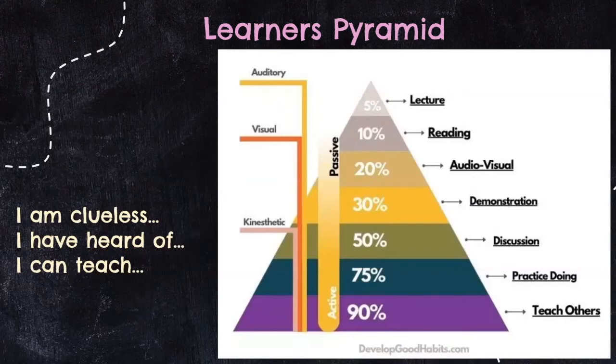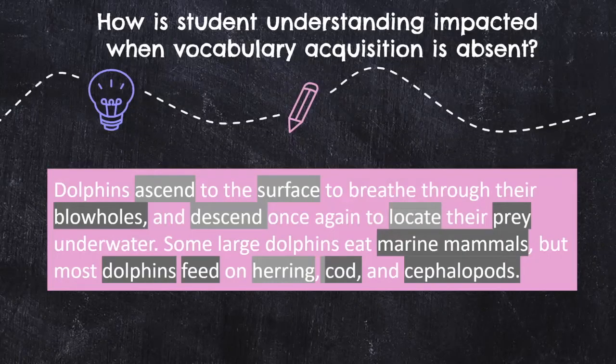But then look what happens when you start embedding the vocabulary into reading. We start adding visuals, we start demonstrating those words, we start practicing together, and then we start teaching each other. That's how we really build and develop good habits in terms of our learner's pyramid. So let's take a look at this again. How is a student's understanding impacted when vocabulary acquisition is absent? So let's go back to what we started with. See all those words that are highlighted, all our tier 2 and tier 3 that are grayed out?